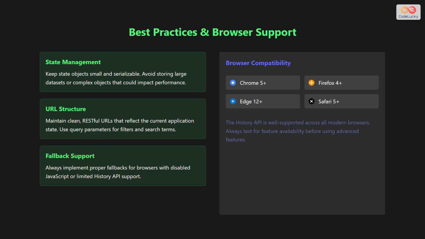The History API is well supported across all modern browsers such as Chrome 5+, Firefox 4+, Edge 12+, and Safari 5+. Always test for feature availability before using advanced features.